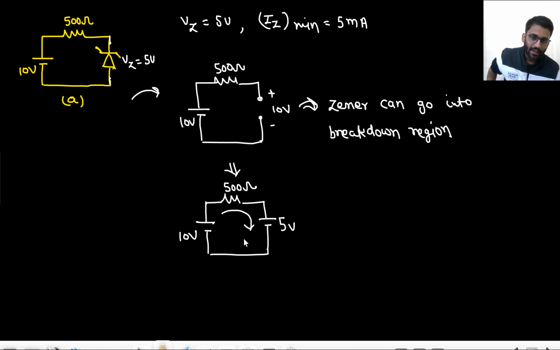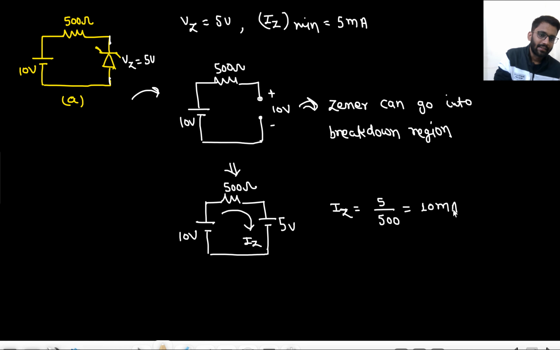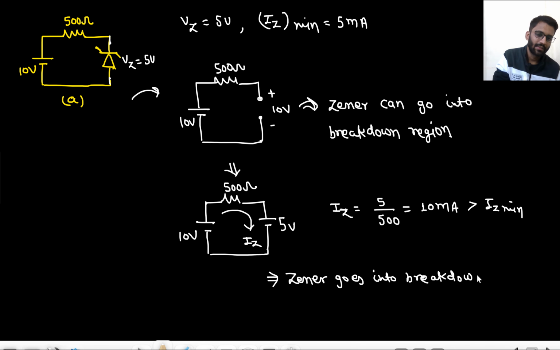Now you need to calculate Iz as well. So what is Iz? Iz is 5 by 500, that means 10 milliampere, and this is greater than Iz minimum. So yeah, final conclusion is Zener goes into breakdown. Okay, so this was the first circuit.